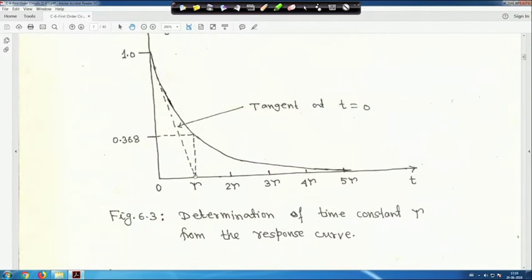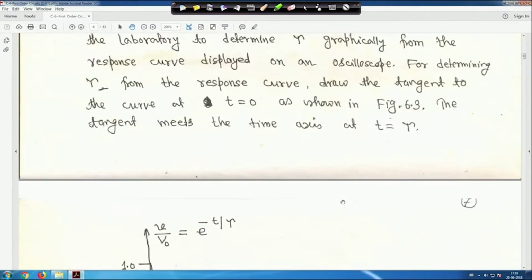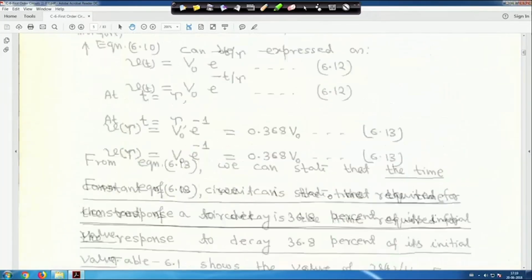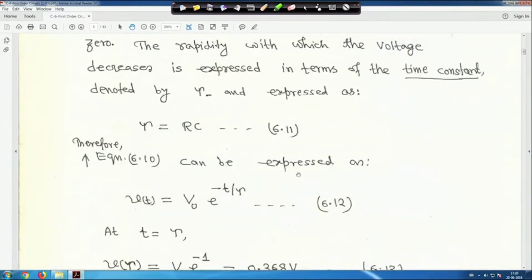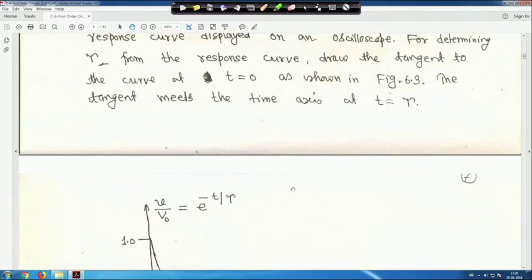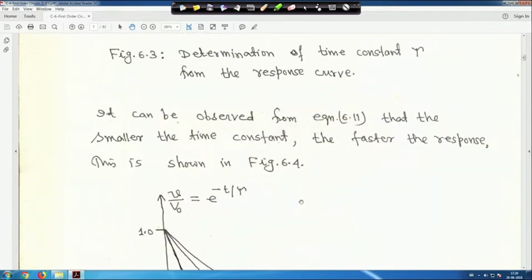This way also you can find out your time constant in the laboratory, whatever graph you get, from that you can do it, and then 2 tau, 3 tau up to 5 tau it is shown, right. So, it can be observed from equation 11, where tau is equal to R C, that the smaller the time constant, the faster the response. This is shown in figure 4.